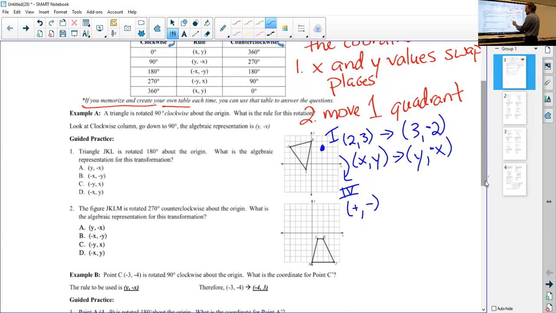So quadrant 4 we said was positive, negative. If we went 180 degrees over to quadrant 3, everything there is negative, negative. And then if we went 270 degrees in quadrant 2, that is negative and positive. Okay.